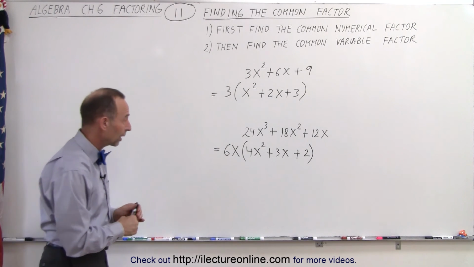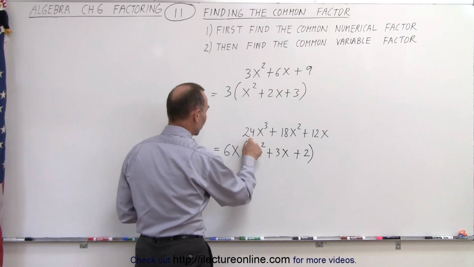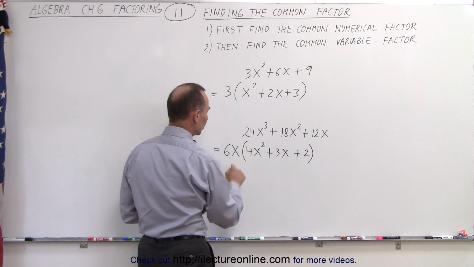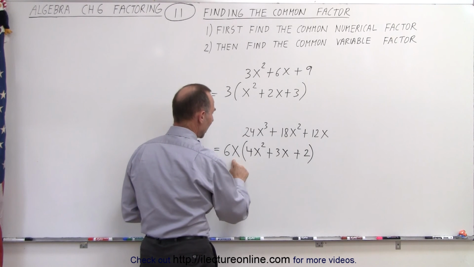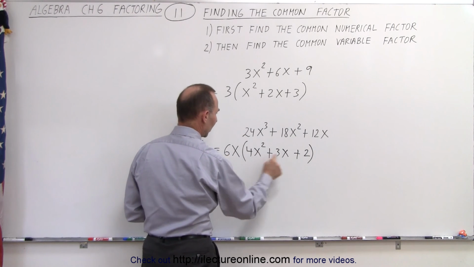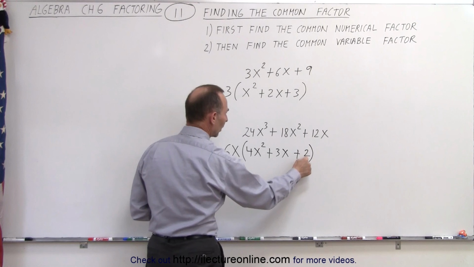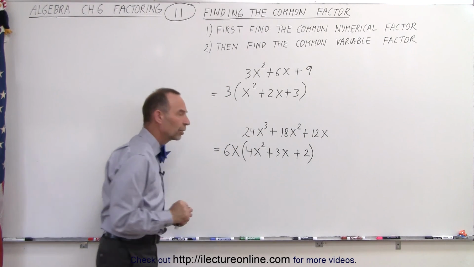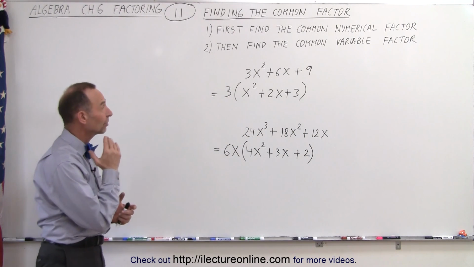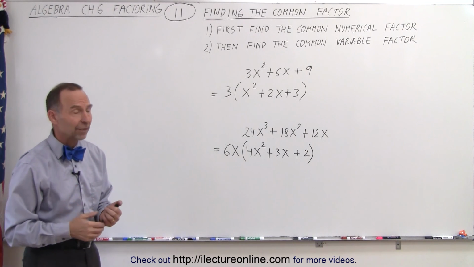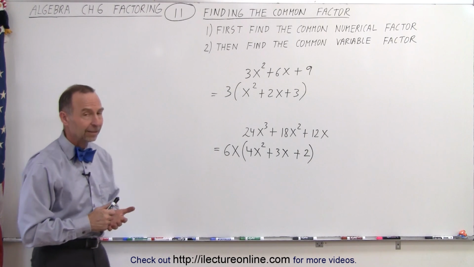Just to make sure we did it correctly, 6 times 4 is 24, x times x squared is x cubed. 6 times 3 is 18, x times x is x squared. 6 times 2 is 12, x times 1 is x. So it looks like we did it correctly, and that is how you find the common factor when you have a polynomial like that. That is how we do that.